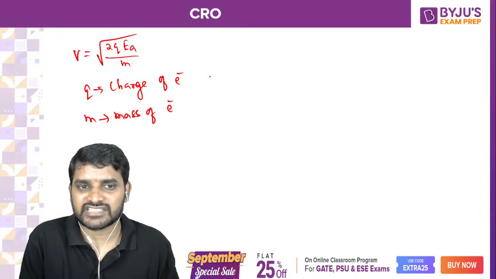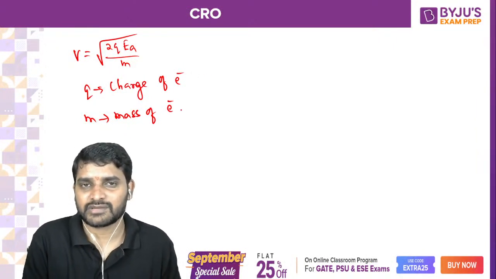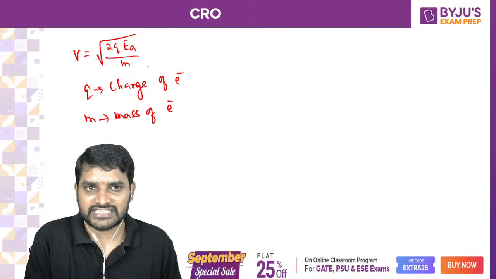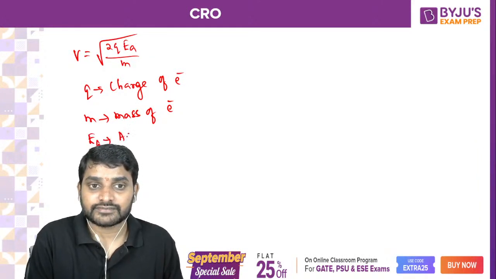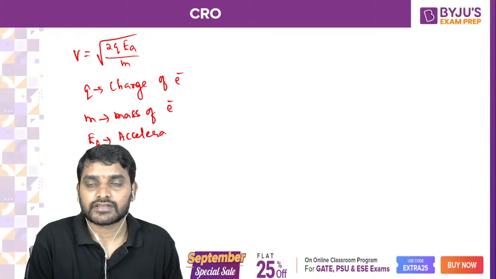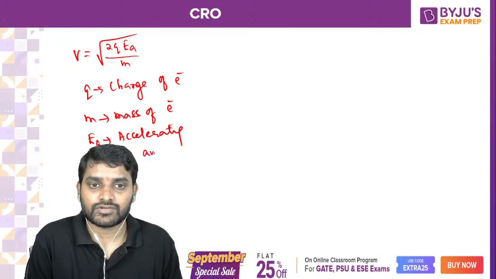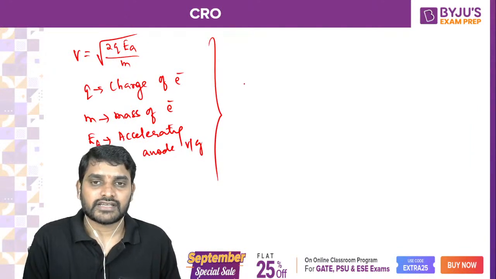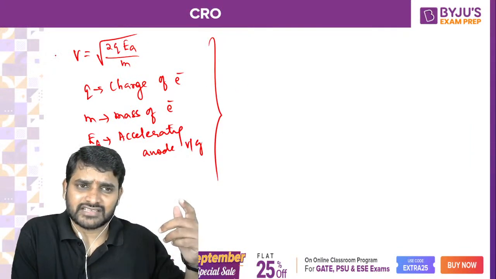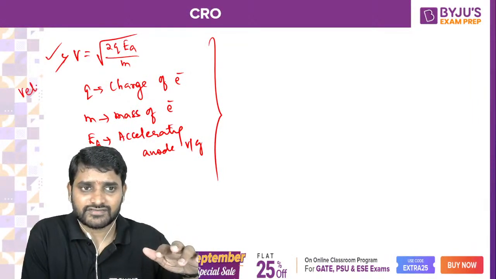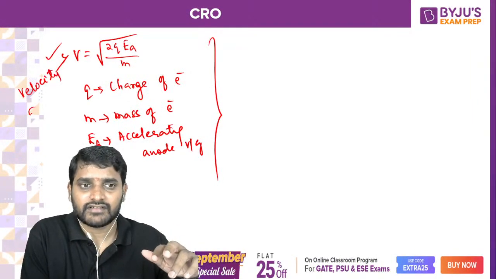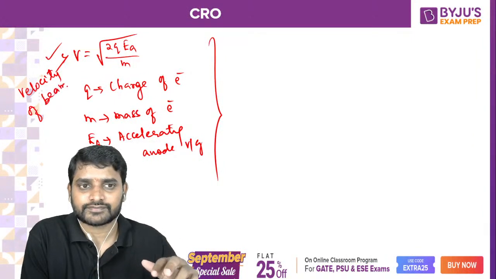Q is 1.602 into 10 to the power of minus 19, and mass is going to be 9.11 into 10 to the power of minus 31 kgs. And EA is the accelerating anode voltage. All right. So it is very rare to ask the velocity of the electron. This is the velocity of the beam or velocity of electron.